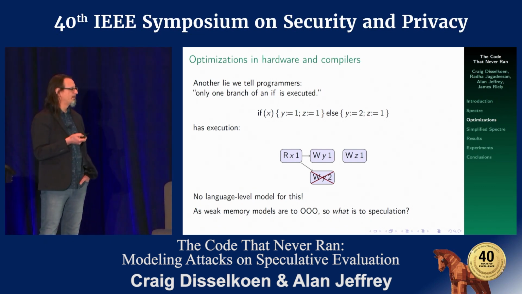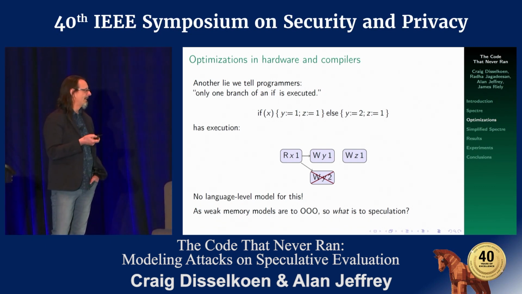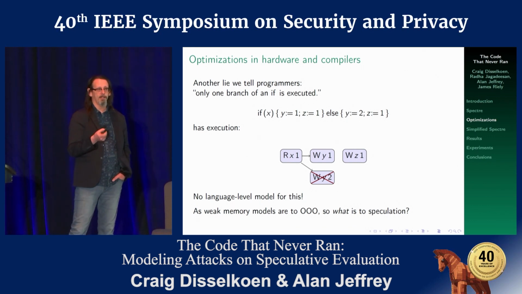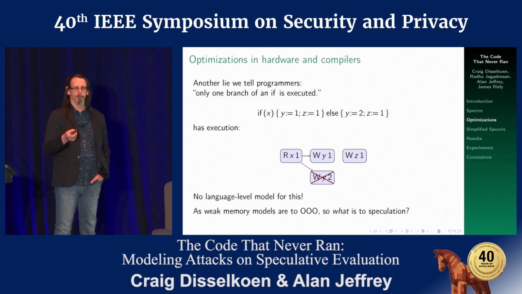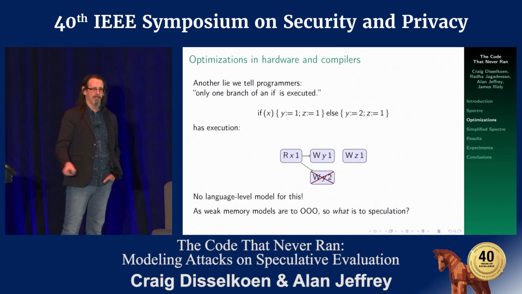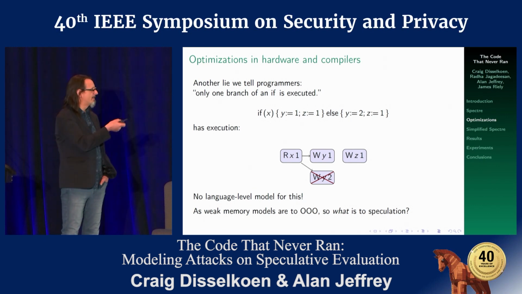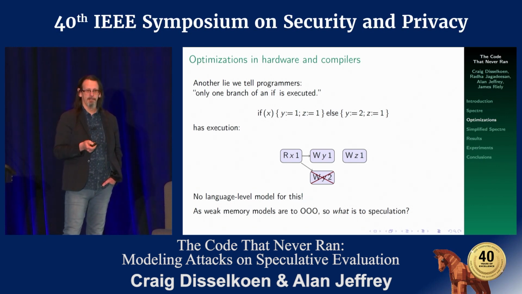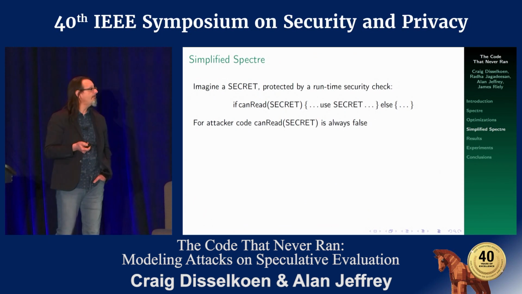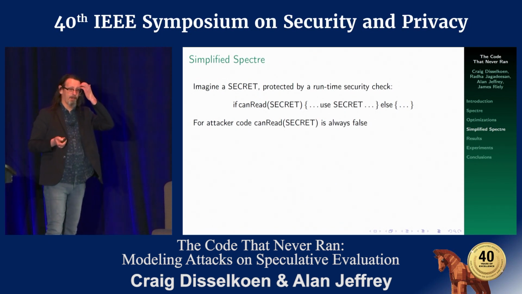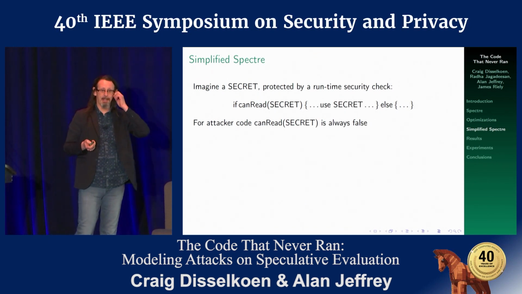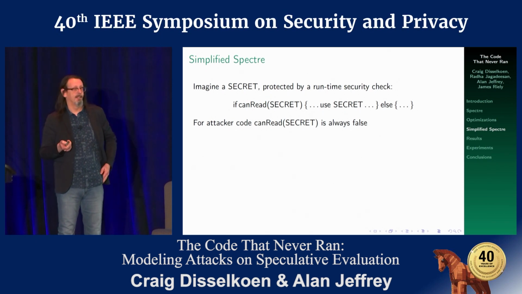So one possibility is to look to see what kind of language model you could provide that's a high-level model, abstracts away from as much microarchitectural detail as we can, but still actually models speculative evaluation. And one of the reasons for doing that is Spectre. So we'd like to at least be able to capture Spectre and Spectre-like attacks.